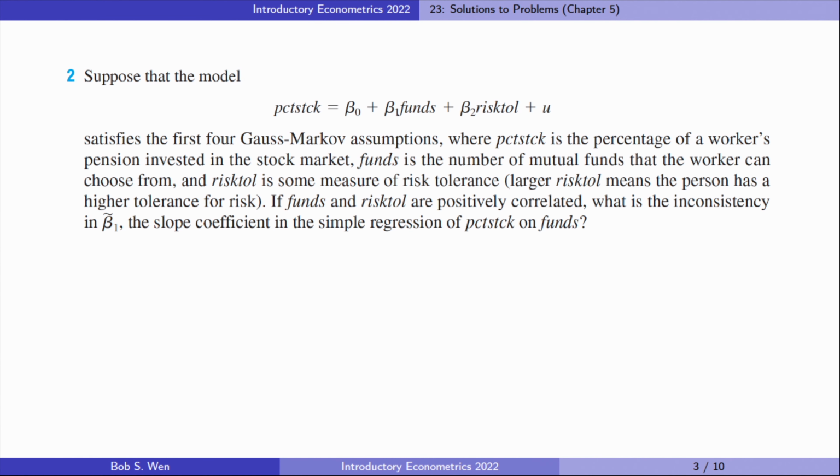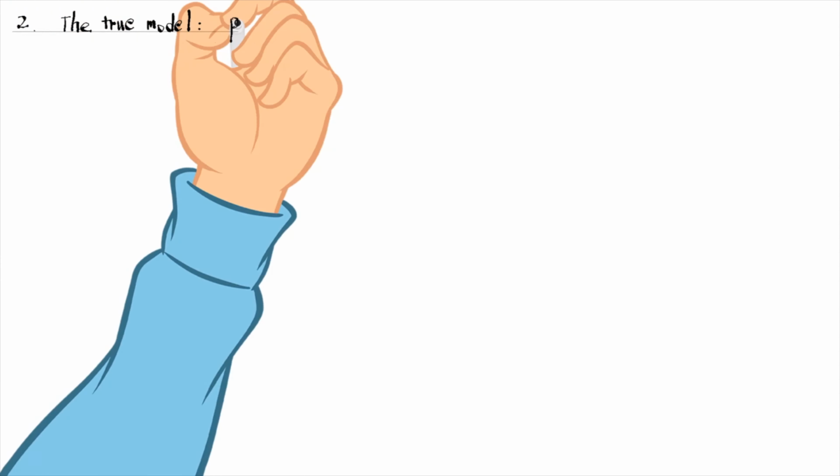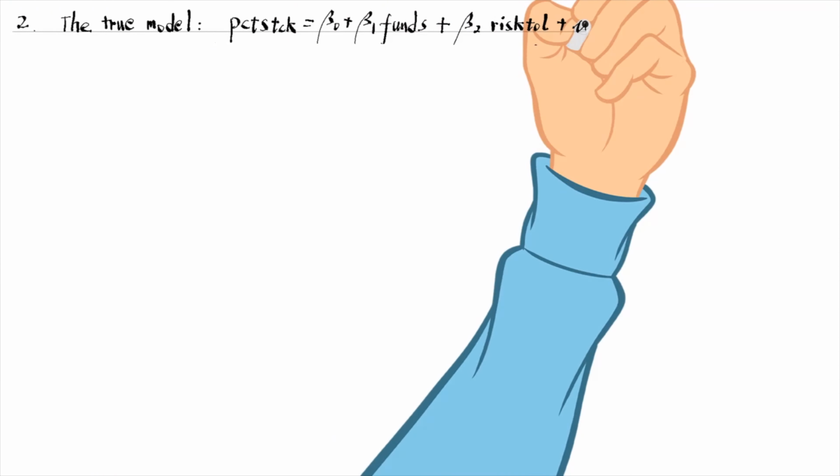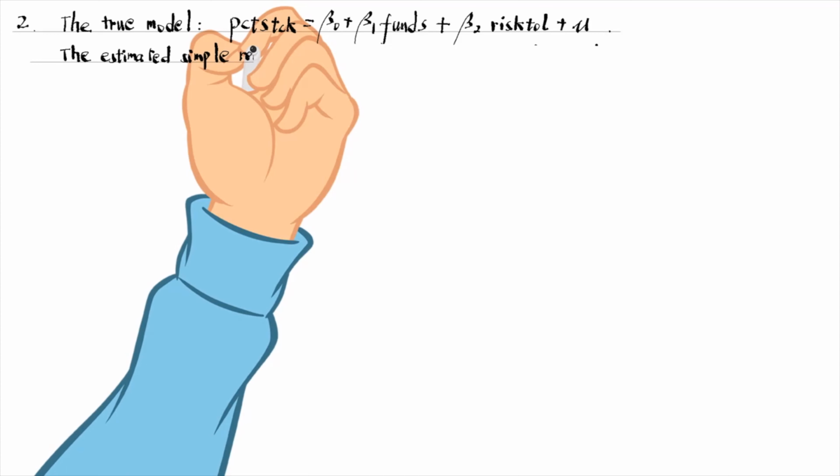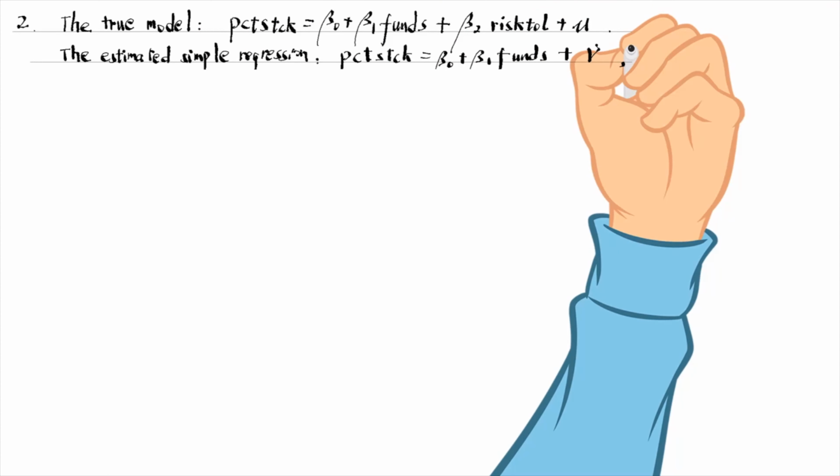Let's find the answer to the second problem. Suppose the true model is a multiple regression and the estimate model is a simple regression. The variable risk tolerance is omitted from the estimated model.